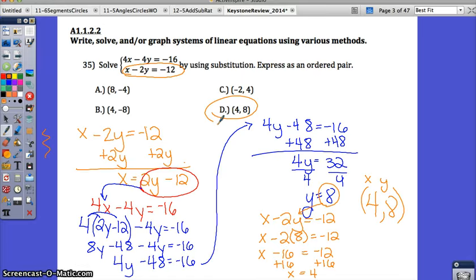Now remember, with systems, you can always check your answer. We could plug that ordered pair into both of the original ones and check that it works. 4 times 4 is 16. 4 times 8 is 32. 16 minus 32 gives me negative 16. That works.